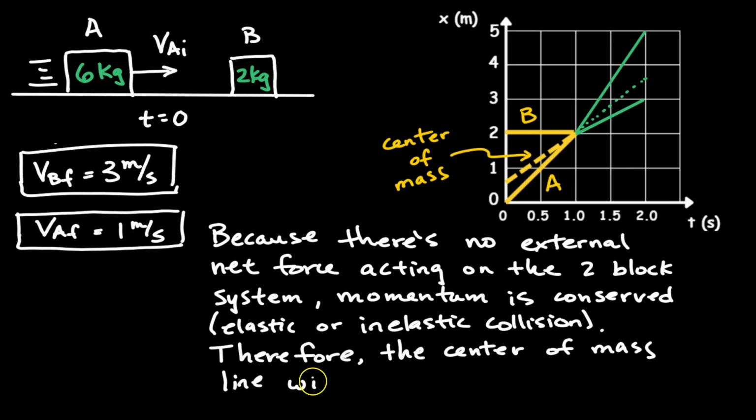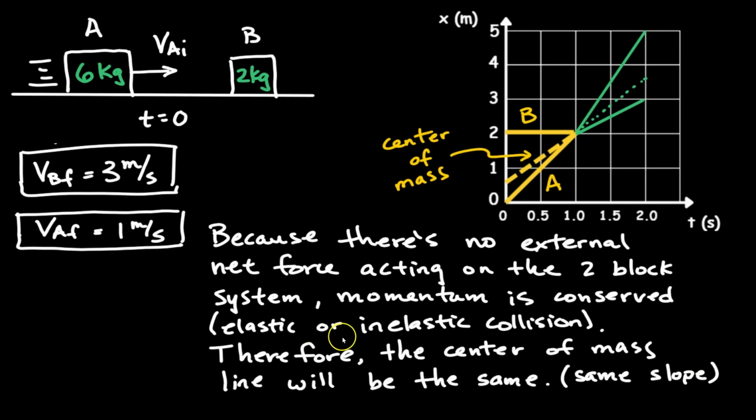Now let's take a look at this problem. Because there's no external net force acting on the 2-block system, momentum is conserved. Remember, momentum is conserved whether it's an elastic or inelastic collision. Therefore, the center of mass line will be the same. What this means is that the center of mass line will have the same slope. And also, if this was a perfectly inelastic collision, a collide and stick collision, then line A and line B would both be along the dotted line because they're stuck together, moving together in their motion.